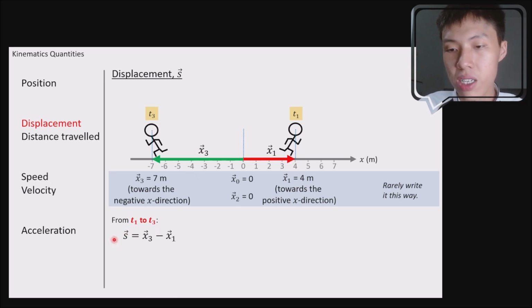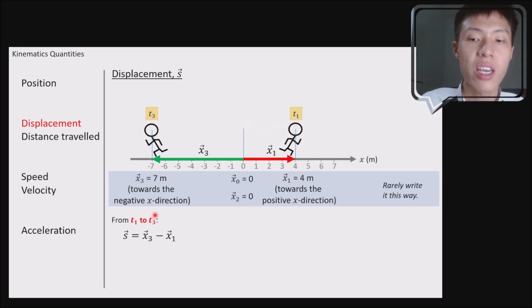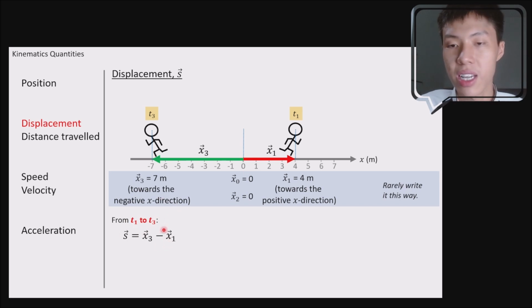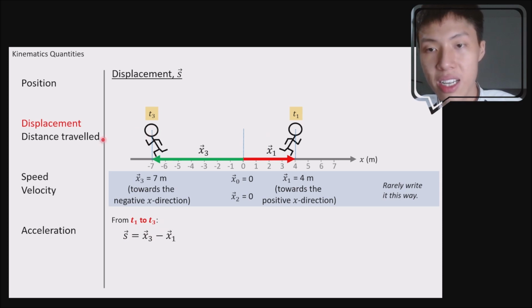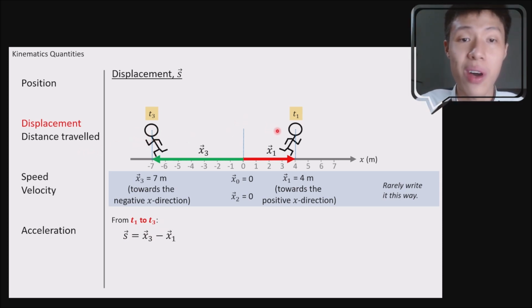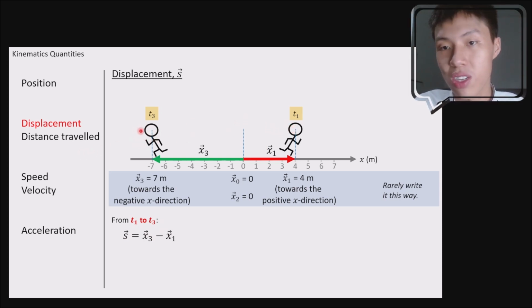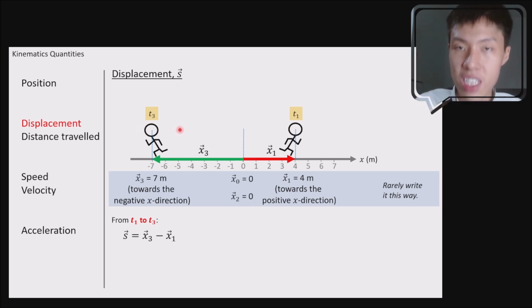So now, the displacement will be x3 minus x1. x3 is the final position, x1 is the initial position. We don't care that there's an earlier time T0. If we say from T1 to T3, our earlier time is T1, so our initial position is x1. That's it. We don't care about what happens earlier than T1, or later than T3. We don't really care about what happens in between T1 and T3. Just at T1, where am I? At T3, where am I?